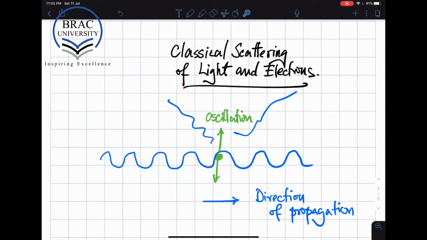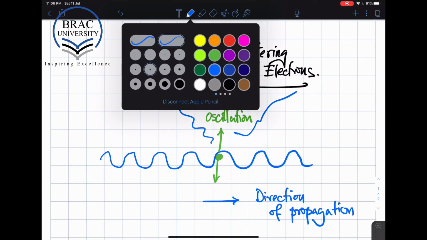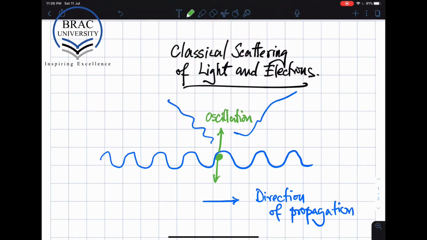So it'll also impart some momentum to this electron. Because of that, although initially the electron was at rest, it'll start accelerating in that direction. So this would be the direction of acceleration.